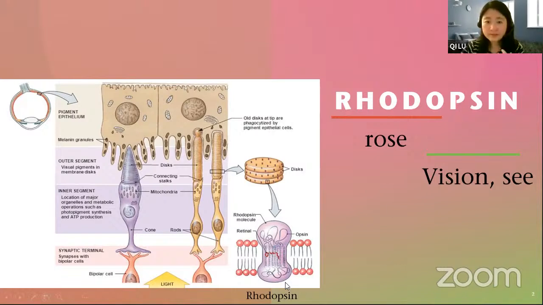Actually, rhodopsin is composed of two parts. One is a protein called opsin, and the other is a bound molecule sitting in the center of the opsin, which is a retinal. For human beings, in the resting state, it's 11-cis retinal.